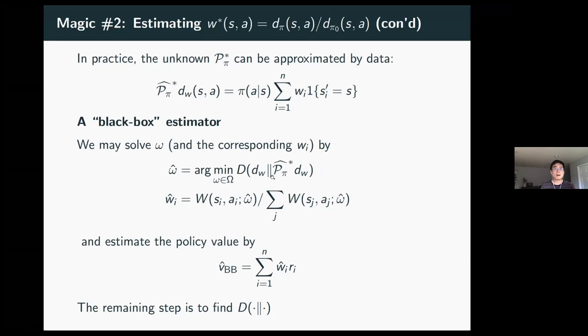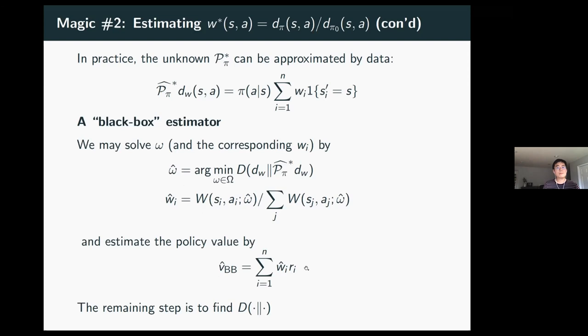So this is a summary of this estimator. Given a set of data, we use this p hat defined here, which is totally based on data, and then use this p hat to define this divergence, which depends on data. Then we minimize over omega and let the minimizer be omega hat. Once we have omega hat, we can compute the W hat weights, which are non-negative and sum up to one. Finally, the policy value is estimated by a weighted average over the rewards in the data set, and the weights are given by W hat.